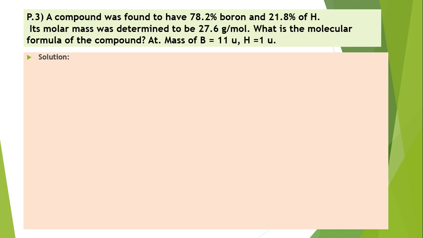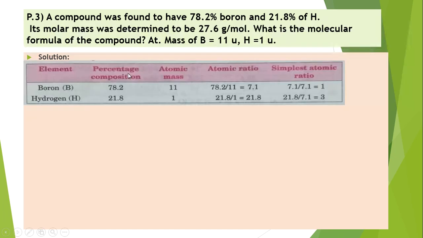Let's see one more problem where we are having a compound which was found to have 78.2% boron and 21.8% of hydrogen. Its molar mass was determined to be 27.6 gram per mole. Now, what is the molecular formula of the compound? Atomic mass of boron is given as 11u and hydrogen as 1u. Now, you have to get the molecular formula of the compound. The first step, we will draw the table for element, percentage composition, atomic mass, atomic ratio, and simplest atomic ratio.